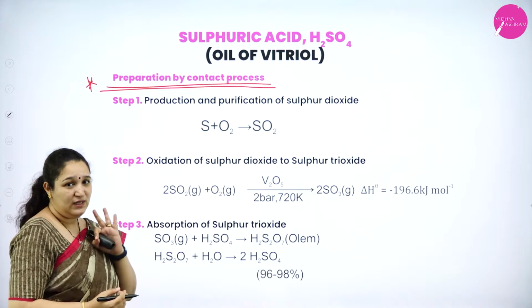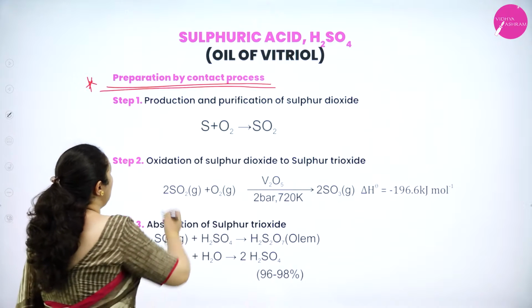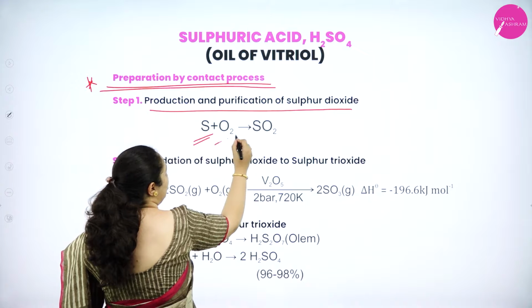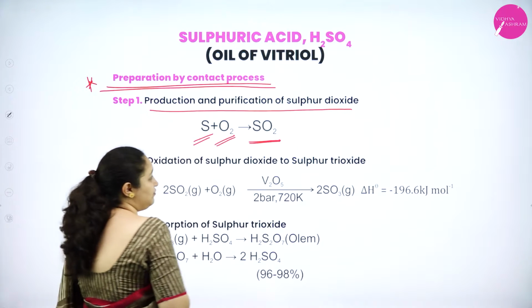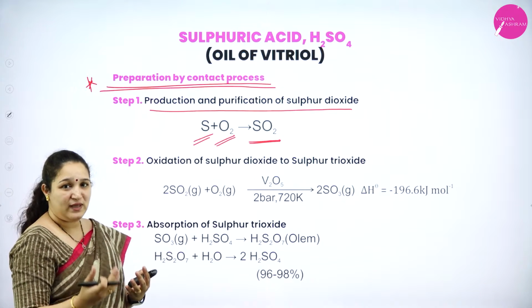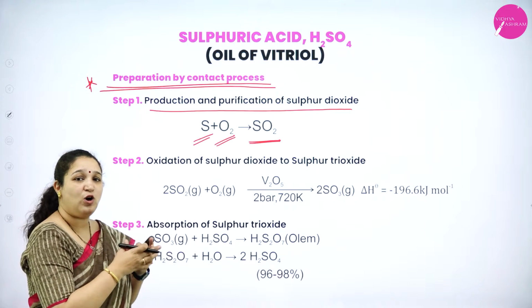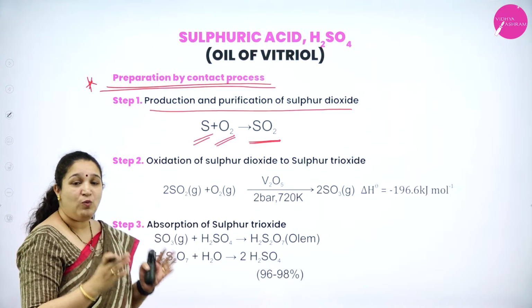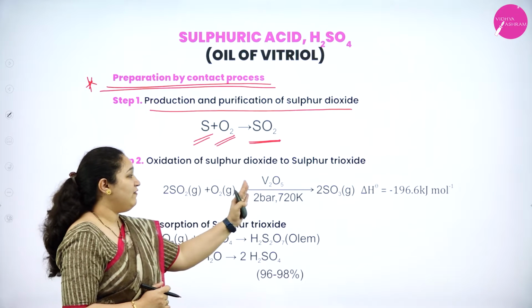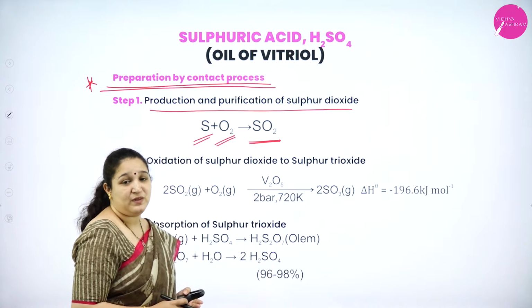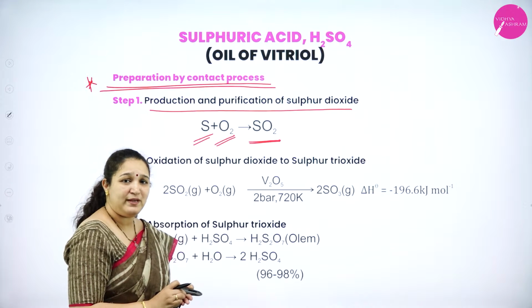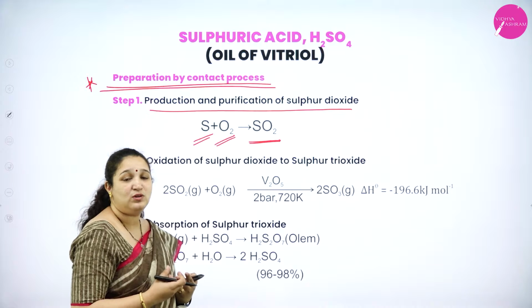Here we have a total of 3 steps. The first step is production and purification of sulfur dioxide. We take sulfur, burn it with oxygen, and you get sulfur dioxide. Once we get sulfur dioxide, it is mixed with air and passed for the purification process. Why the purification process? That is because in step 2, we have a catalyst, vanadium pentoxide. In the presence of any impurities, vanadium pentoxide may stop acting as a good catalyst.